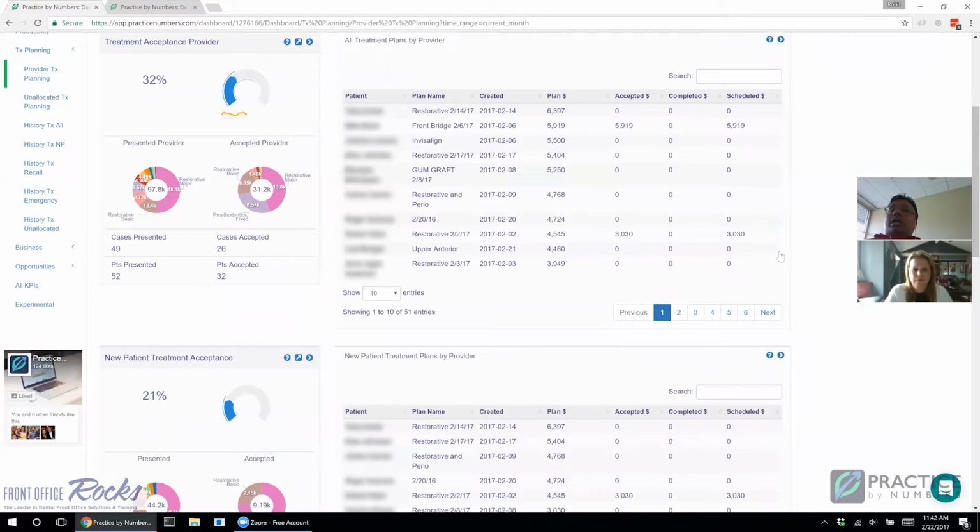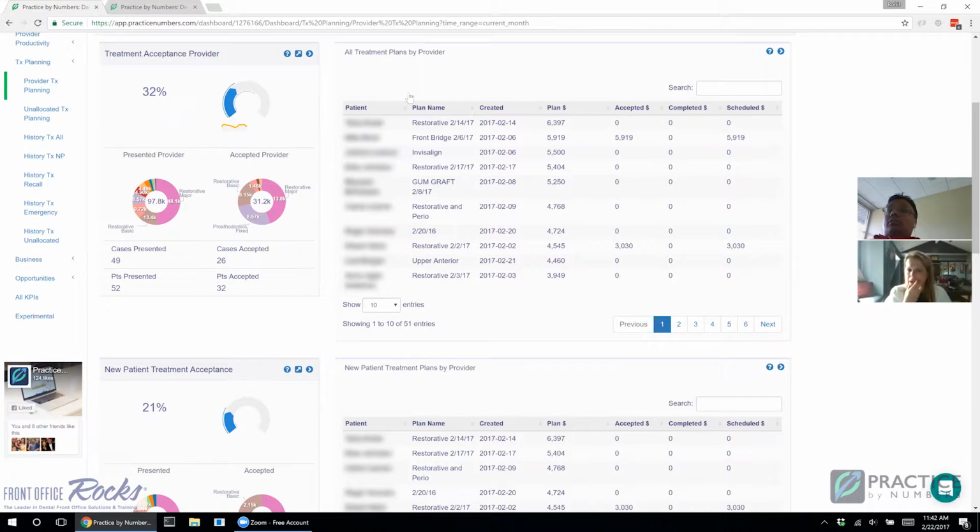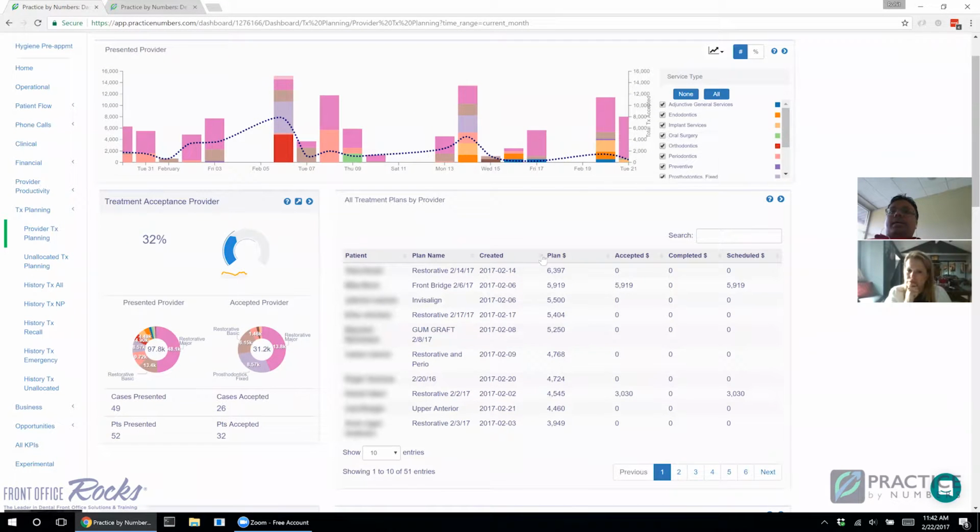Now, on the left side, we show you high-level numbers. On the right side, we show you the actual patients, their treatment plan name, when it was created, what the size of that plan was, and how much of that was accepted. So now, if I'm looking at this particular month, here's the list of 51 treatment plans that were presented. And here is a patient restorative, done on the 14th. The plan was $6,300, and none of it was either completed or scheduled. I'm not sure what happened with this particular patient, but it's important to have a follow-up.